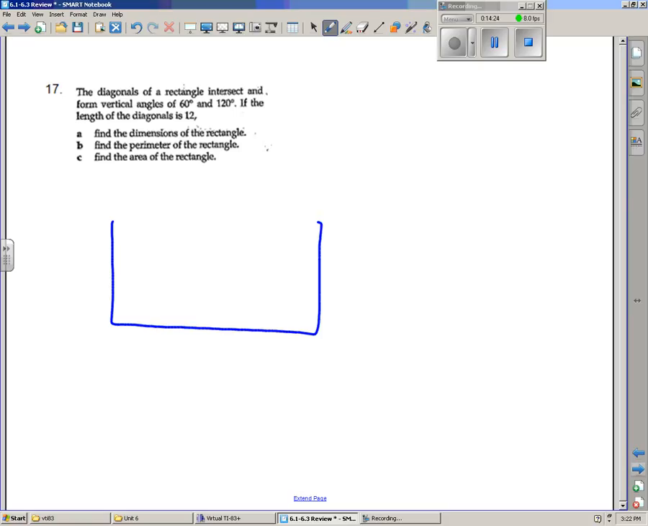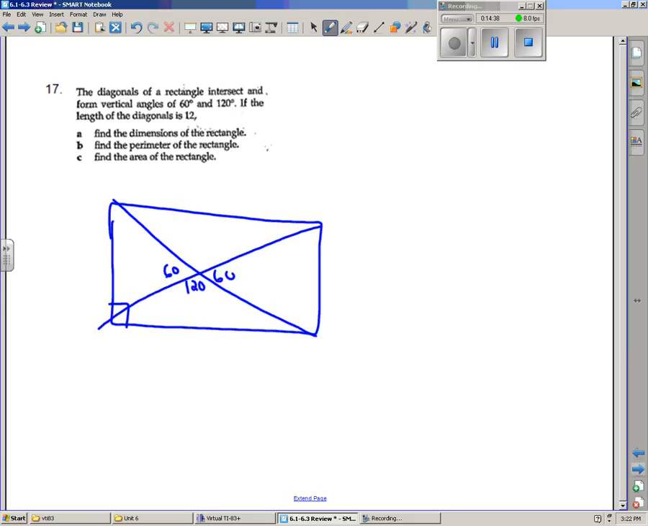Rectangle. We know these are 90. These diagonals intersect and they make 60 and 120. So we're going to make this guy 60. We're going to make this guy here 120. We're going to make this guy 60. This guy here 120. What ends up happening then?